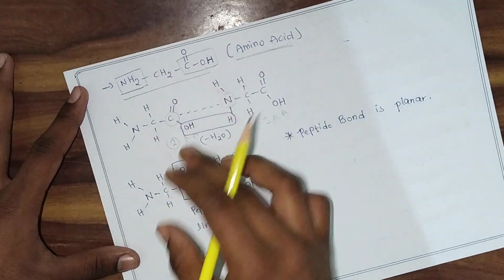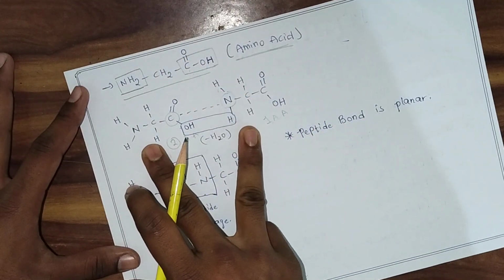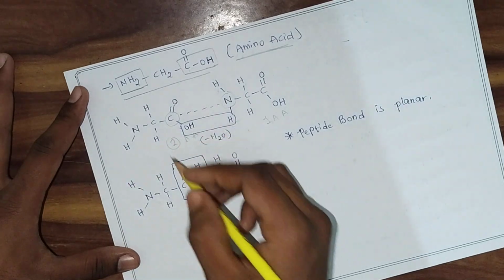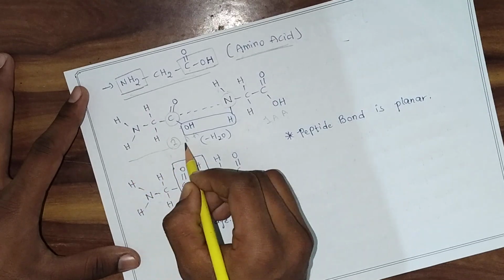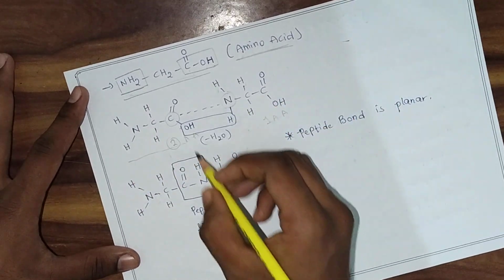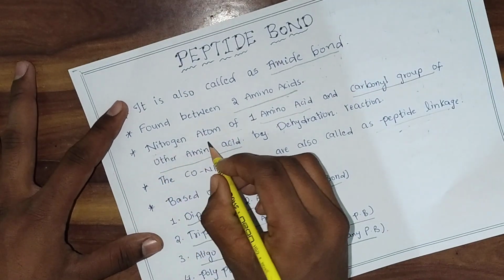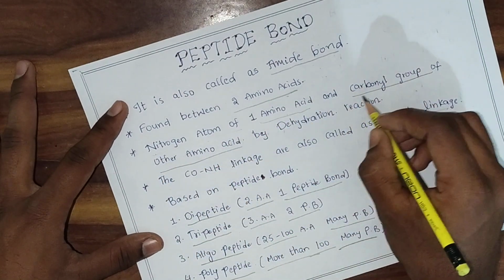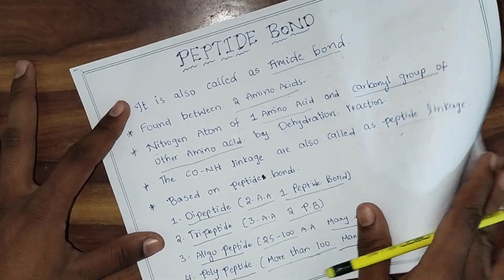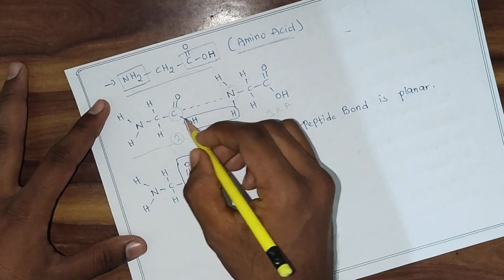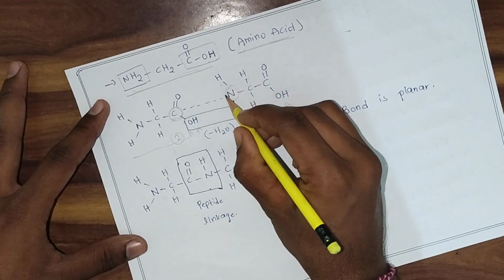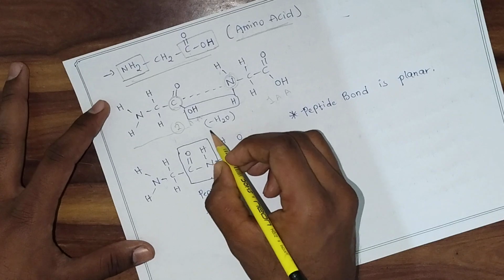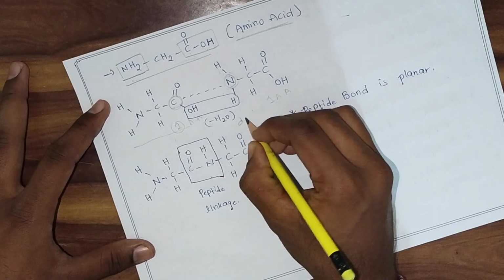If we take two amino acids as an example, and expand the structure, it will be formed like this. Then what is our statement? The nitrogen atom of one amino acid and the carbonyl group of the other amino acid. So the carbonyl group of one amino acid and the nitrogen group of the other amino acid will undergo dehydration.